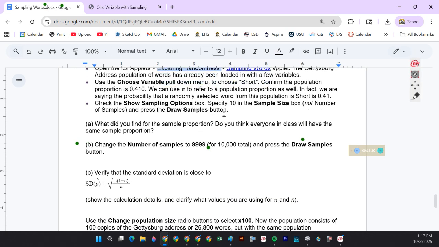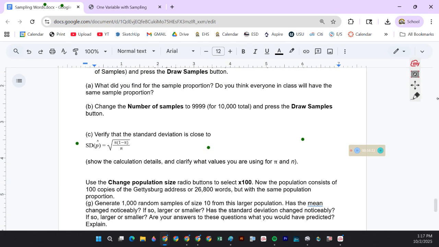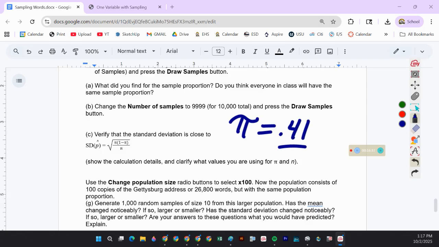All right. Okay. So, how do we find the standard deviation of our sampling distribution? So, our parameter, pi, is 0.41. Are we guessing there? No, we know exactly what it is. Why? We counted, well, the computer counted the entire population.